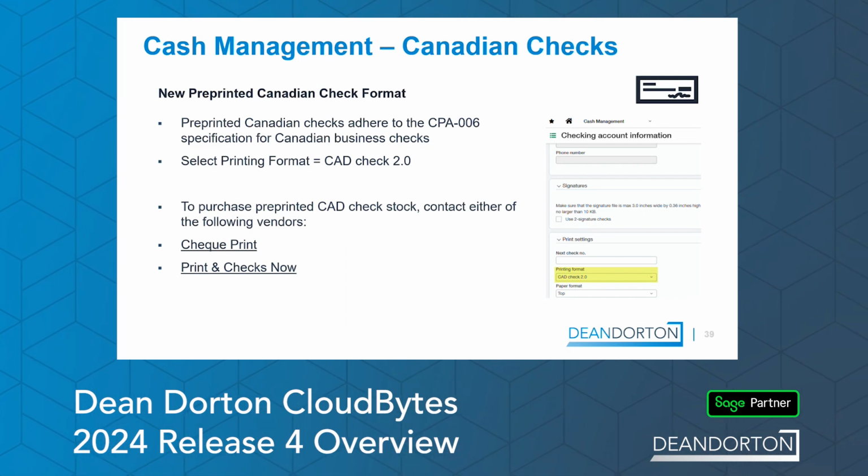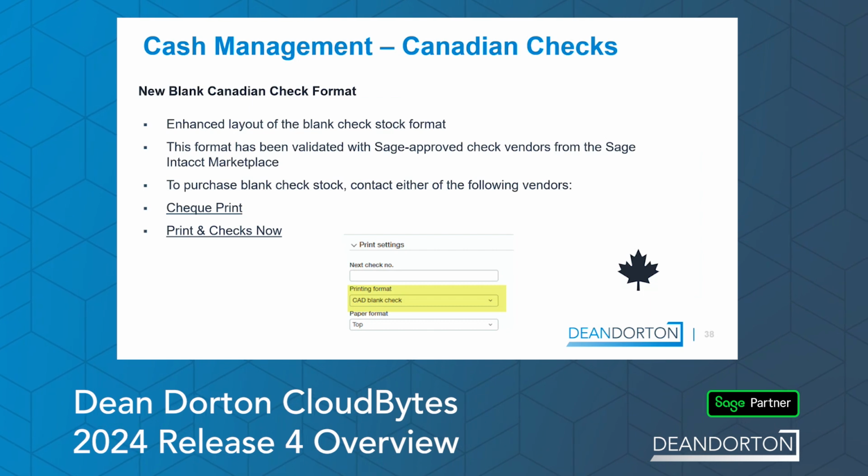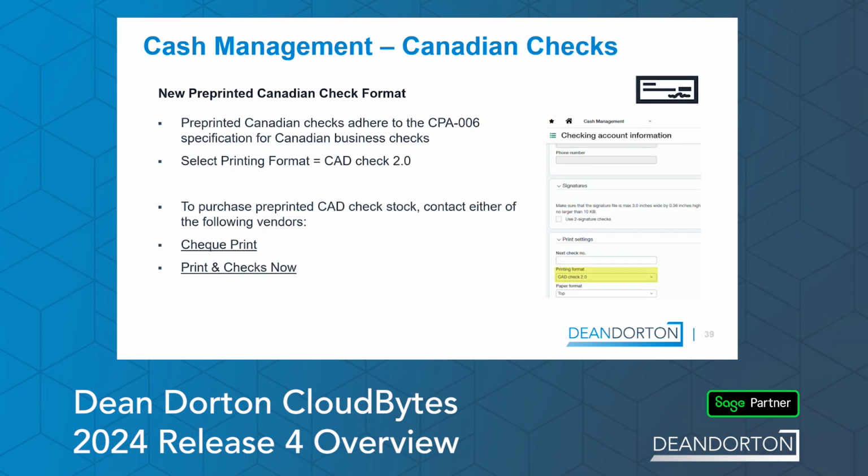They also have a new pre-printed format. So this one was the new blank format for printing all of the information on the blank check. They also have a new pre-printed format to be able to utilize different printing capabilities. And this is the key: select a printing format, CAD check 2.0.